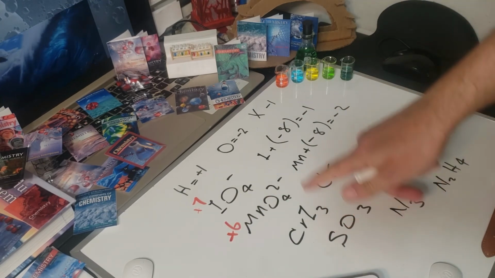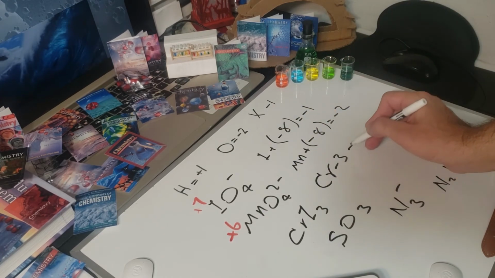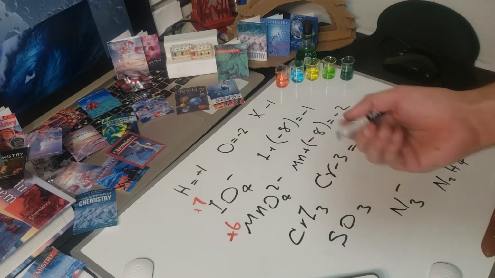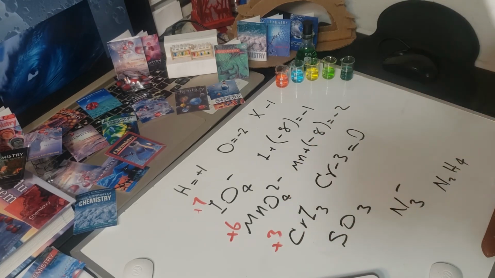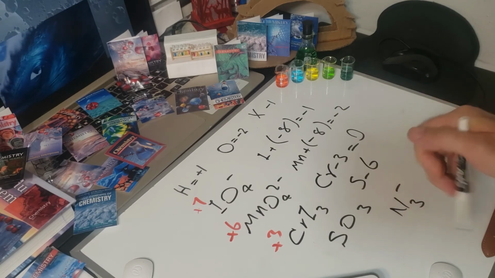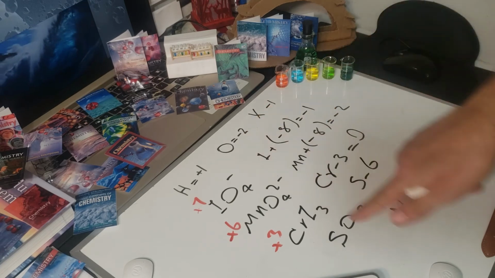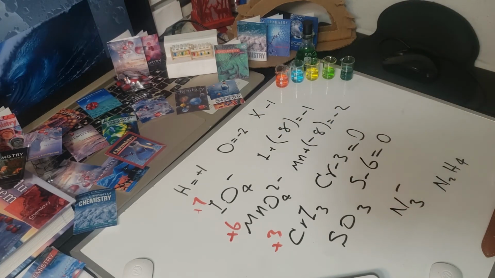This guy is chromium. There's no oxygen, so I is a halogen. I take it as -1. So Cr plus -3 equals 0, which is the charge. So chromium becomes +3. SO3, again S plus -6, because I have 3 oxygens, each being -2, equals 0, which is the charge, and S becomes +6.